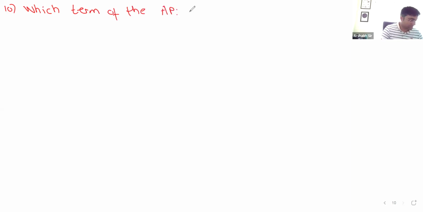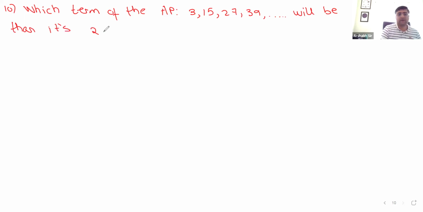All right, look at the next question. We have which term of the AP 3, 15, 27, 39 will be 120 more than its 21st. This question came in Delhi 2019. Please try this question.